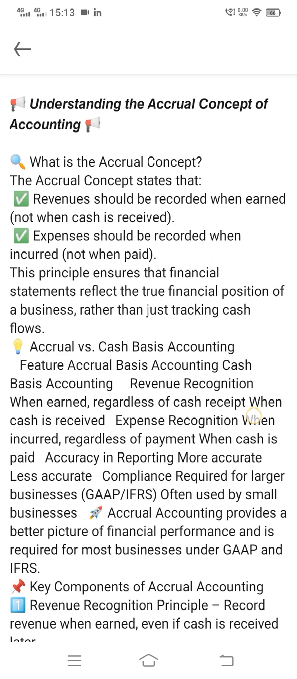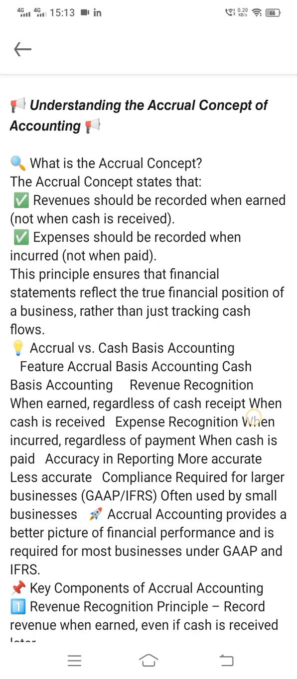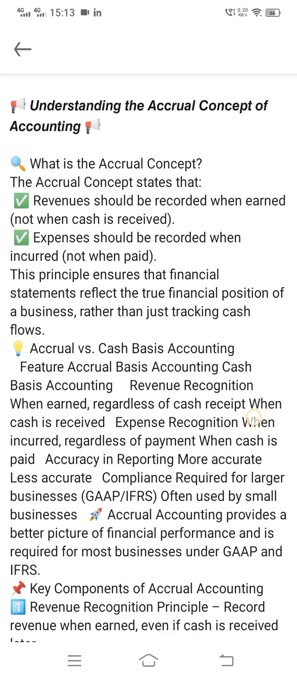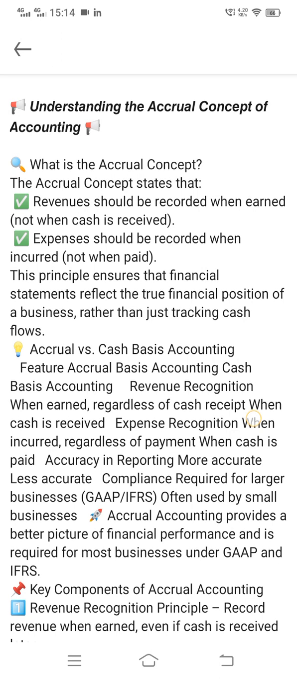So cash basis is very simple. When you pay the cash, you record it. When you receive the cash, you record it. This is often used by very small businesses, and in companies the cash basis of accounting is not practiced. In companies, accrual basis is used because it shows the true and fair picture of the financials, so our financials are more accurate when we use the accrual concept.